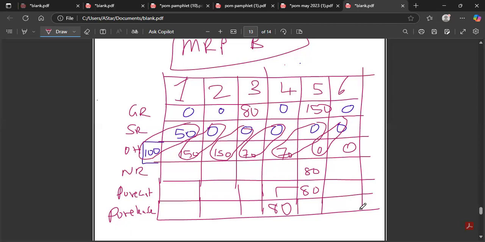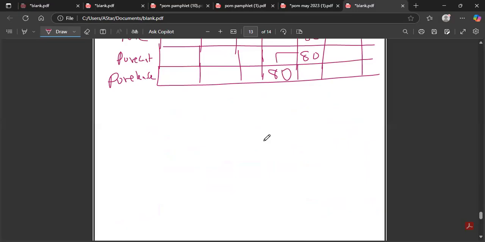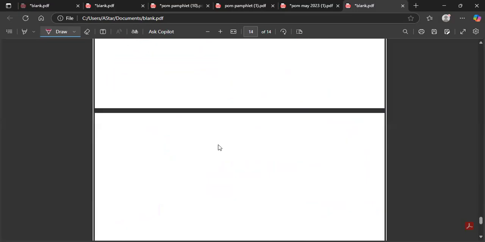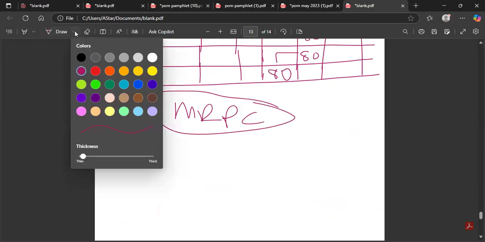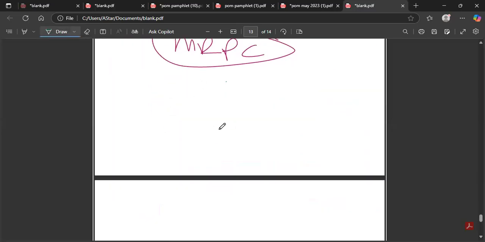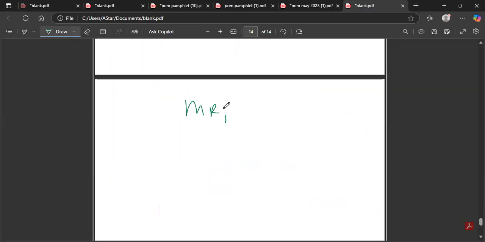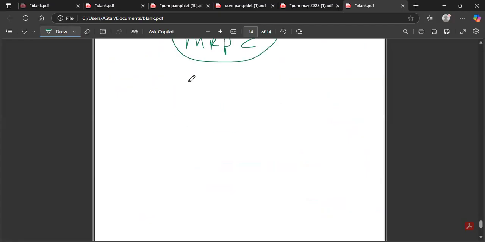So the other one, what are you getting? The MRP for C. MRP for C. C is coming from where? So 1, 2, 3, 4, 5, 6.